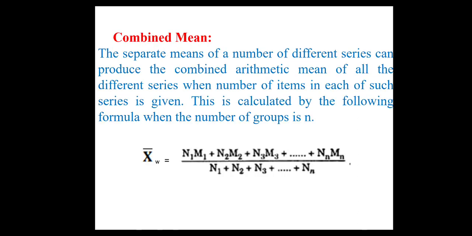Combined mean. The separate means of a number of different series can produce the combined arithmetic mean of all the different series when the number of items of each series is given. This can be calculated in the format n1 m1, where m1 means mean 1, mean 2, mean 3, and so on, and n1 means the number of items in the first group, the second group, the third group, and so on. This is the combined mean formula.